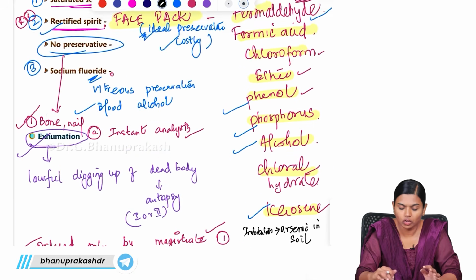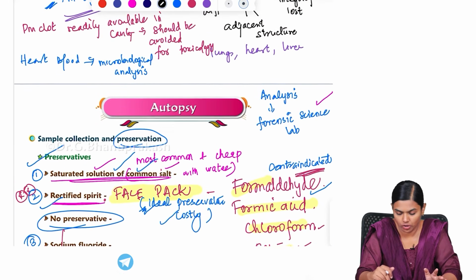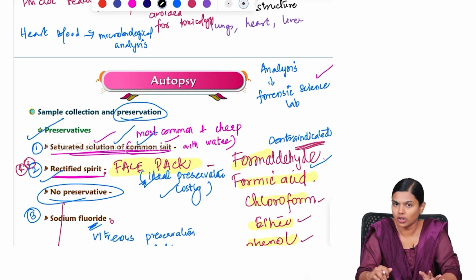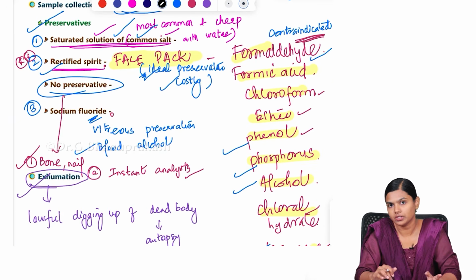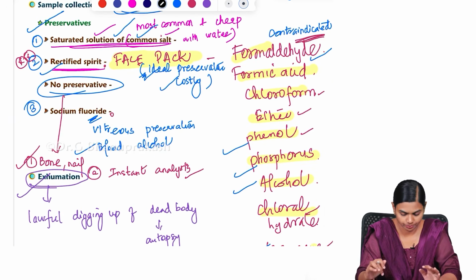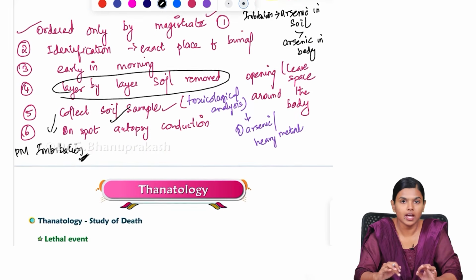So these are the autopsy techniques that we have to know for sure, starting with the incision, organ removal and the sample preservation. This is very, very important. With this, we are concluding this autopsy technique.